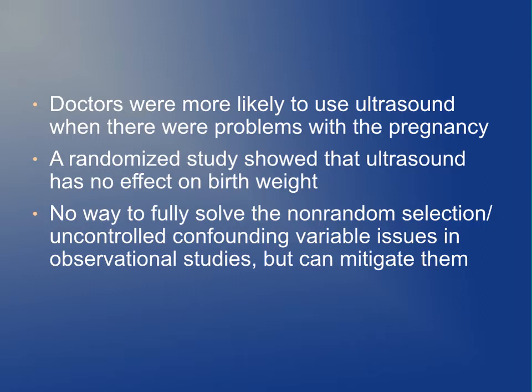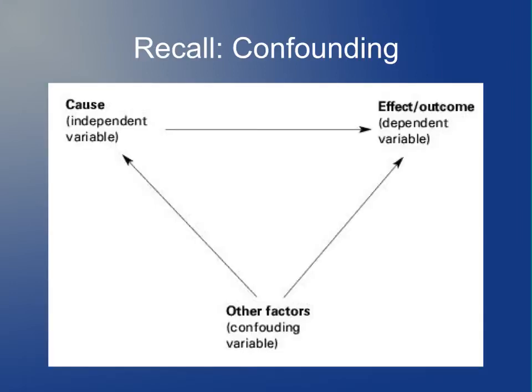As I said, in general there's no way to completely solve these problems of non-random selection and uncontrolled confounding variables. There are some things that we can do to minimize the problem. As you'll recall, confounding is when you want to show that there is an association, causal or otherwise, between variable A and variable B, but there's a third variable, variable C, that influences both variables, and it may be that the entire association between A and B is explained by the fact that they're both associated with variable C.